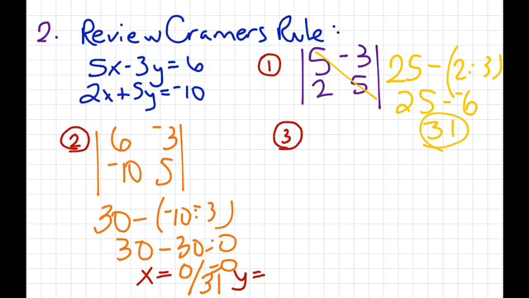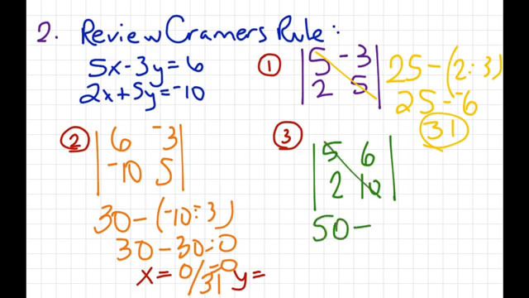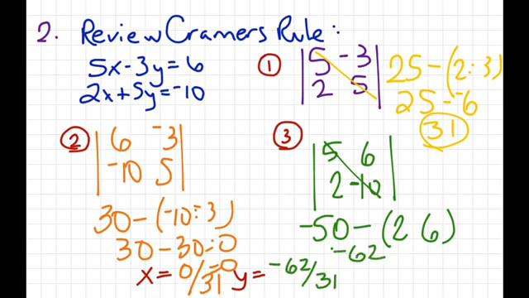Then to find y, hopefully you remember that, you're going to now put the 5 and the 2 back, but instead of negative 3 and 5, you're going to do 6 and negative 10 there. So you do the determinant there. So 5 times negative 10 is negative 50, subtract, and then 2 times 6, so negative 50 minus 12 is negative 62. And so to find y, you're going to do negative 62 divided by 31, and that's equal to negative 2. And so that's your solution. And so we've written that before as ordered pairs, 0 and negative 2, and you can check that as you have before and make sure that that's the right answer.